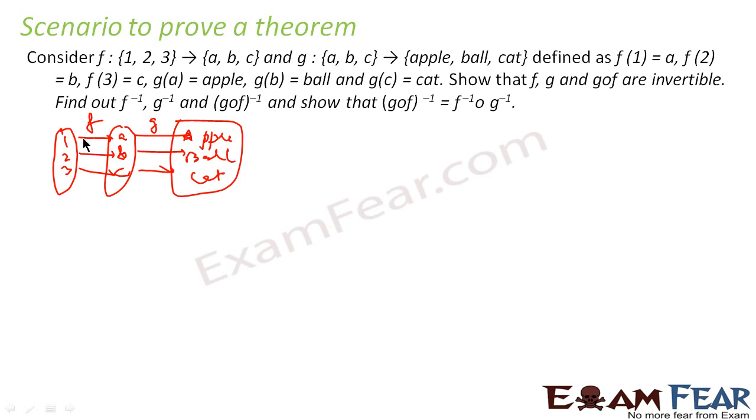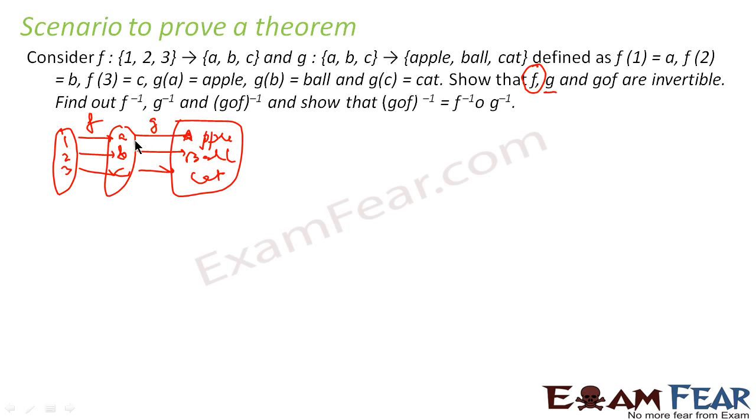We have to show that f, g and g o f are invertible functions. If you see, function f is invertible because it's all one-to-one. For any point in a, b, c, there is only one arrow coming in. Also there is no leftover element in a, b, c, so it is one-to-one and onto. So f is invertible.